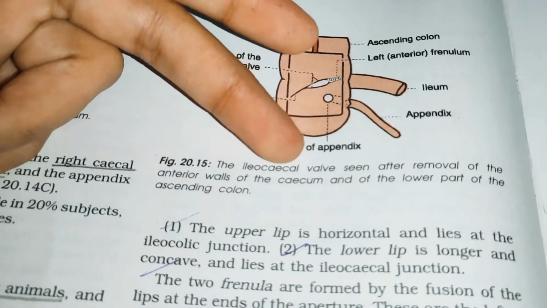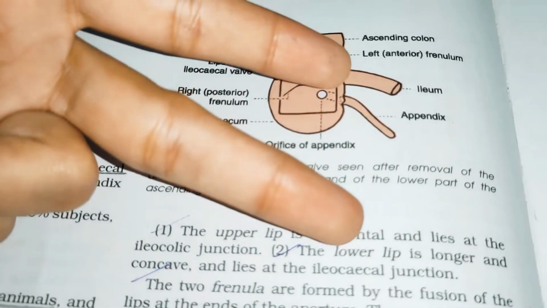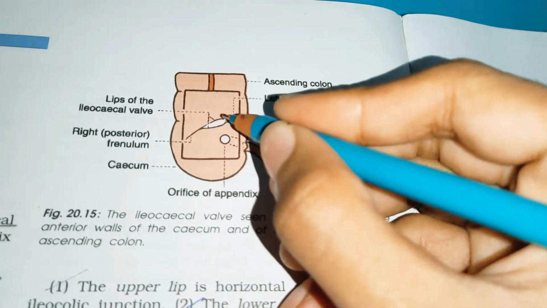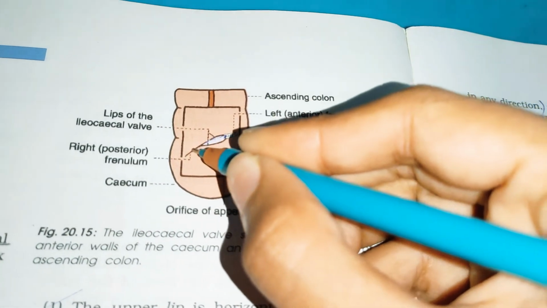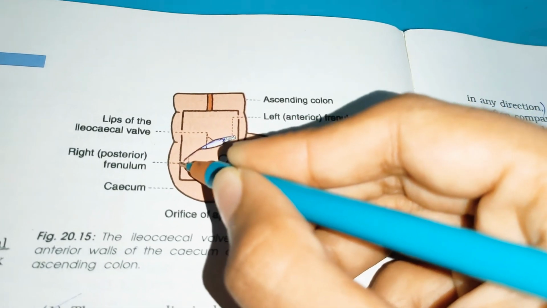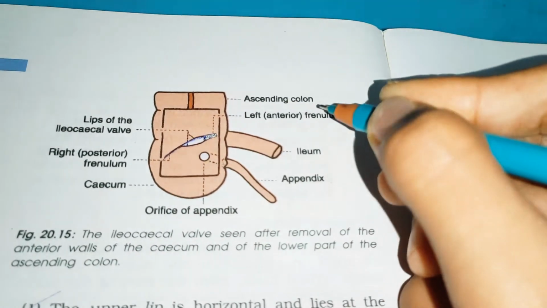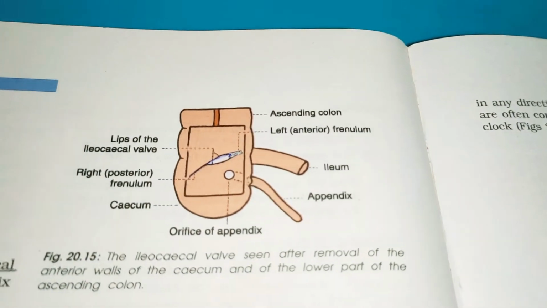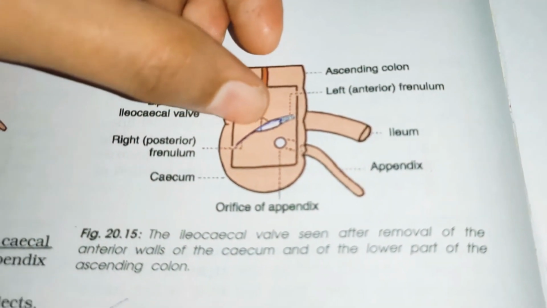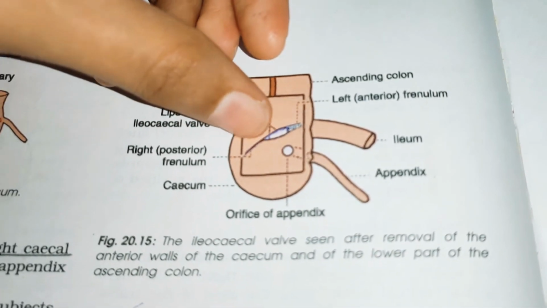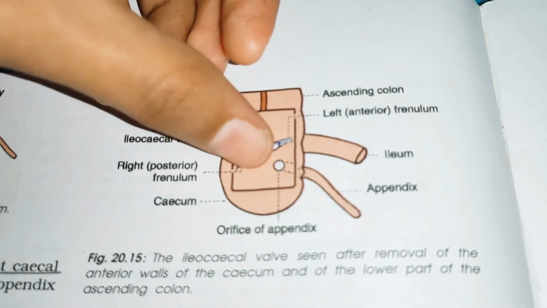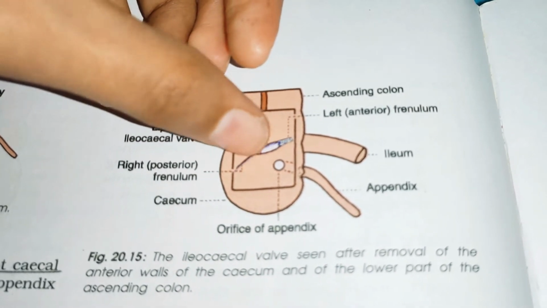In this ileocecal valve, you have two lips and two frenula. So what are these lips and frenula? In this diagram you can clearly see the anterior lip and the posterior lip, and these are the frenula: the right or posterior frenulum, and the left or anterior frenulum. Now let us understand the lips. The upper lip is horizontal and lies at the ileocecal junction, and the lower lip is longer and concave, and it also lies at the ileocecal junction.